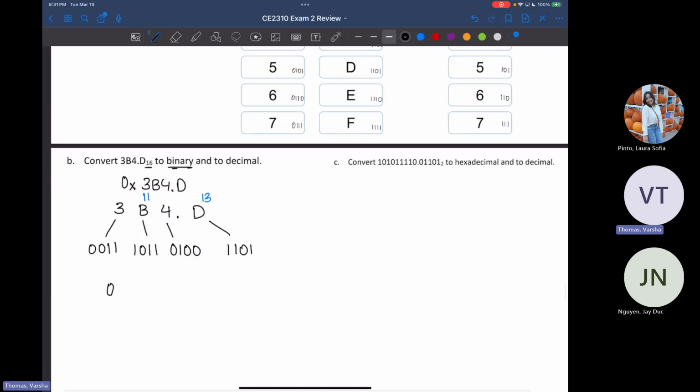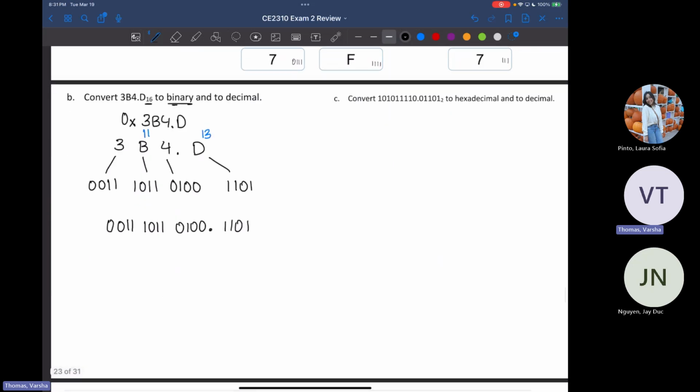So I'm going to write this as 0011, 1011, 0100.1101. Okay, so if we had to convert this to decimal, you could do it one of two ways. You could take each of these binary numbers and multiply them by 2 to the whatever value, right? Or you could go from hex to decimal. So let's go from here.